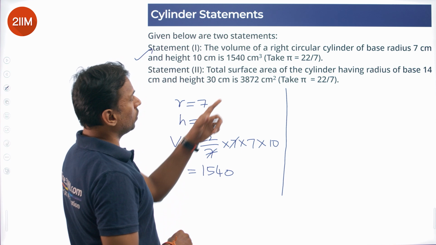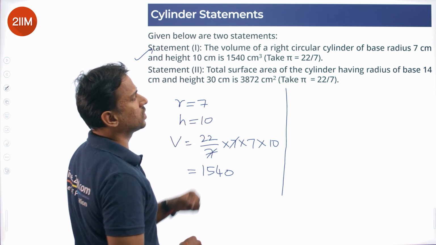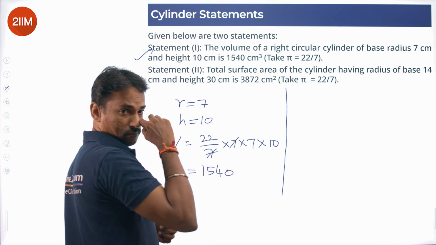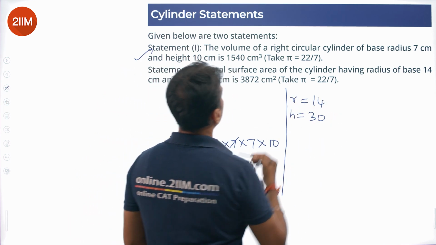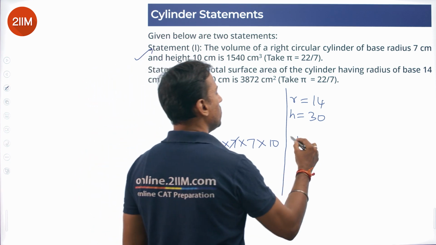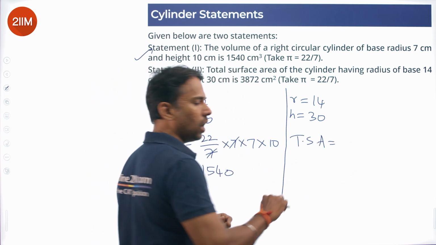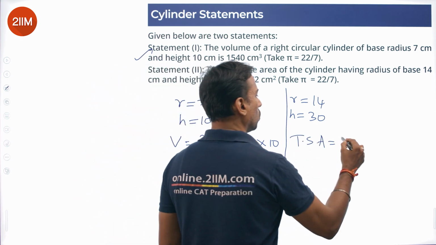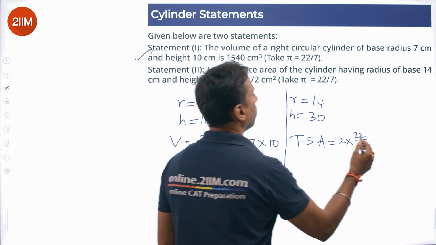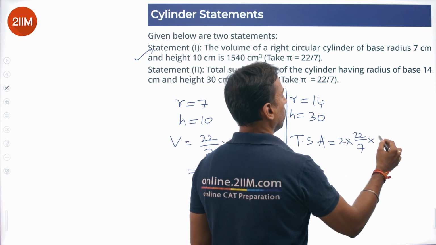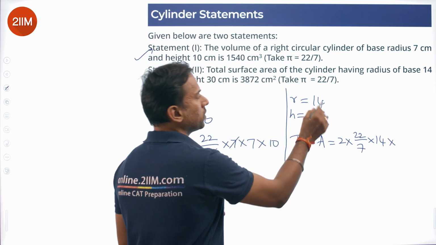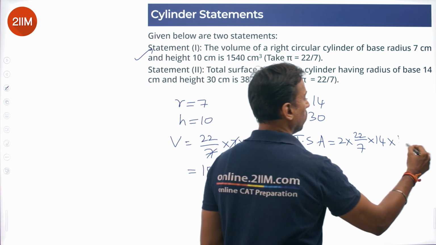Statement 2: the total surface area of the cylinder having base radius 14 and height 30. So here radius is 14, height is 30. They're asking the TSA. So TSA is going to be 2 pi r into r plus h. Pi has to be taken as 22 by 7. 2 pi r into r plus h. R plus h is 14 plus 30, 44.